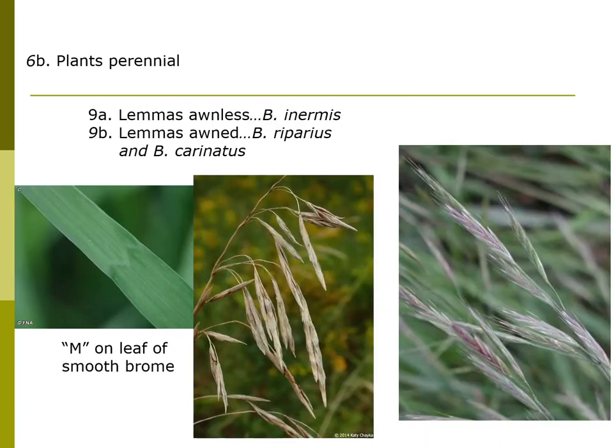We've got a couple perennial bromes that I cover here. The first one, if the lemmas are awnless, then it's going to be smooth brome, Bromus inermis, our normal forage grass. It's kind of everywhere now. And if it's an awned lemma, then it's going to be Bromus riparius or Bromus carinatus. That's meadow brome or mountain brome. And you see there on the left side, a lot of bromes have this M kind of printed on the leaf. It's very distinct in smooth brome.